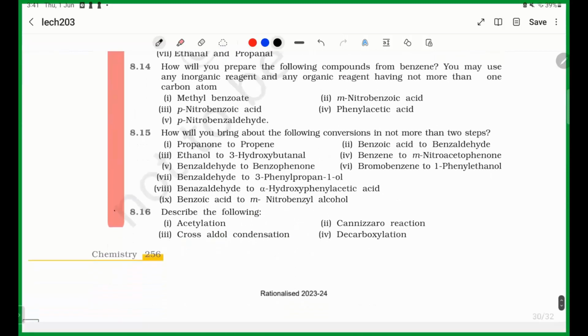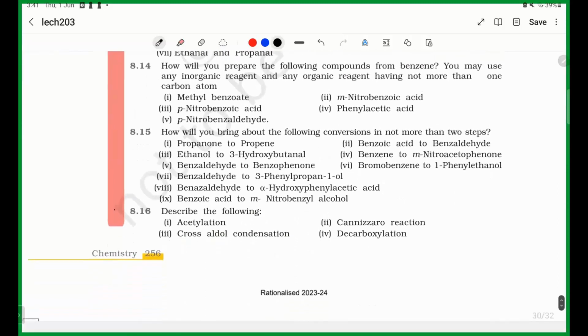Okay. How do you prepare meta-nitrobenzoic acid? Well, we've already prepared benzoic acid in the previous example. So just add conc. HNO3 and H2SO4. We know anyway that's meta addition, so that will give you meta-nitrobenzoic acid. Para-nitrobenzoic acid, now that's an interesting question, which we will not get by doing this, because we'll obtain mostly meta.